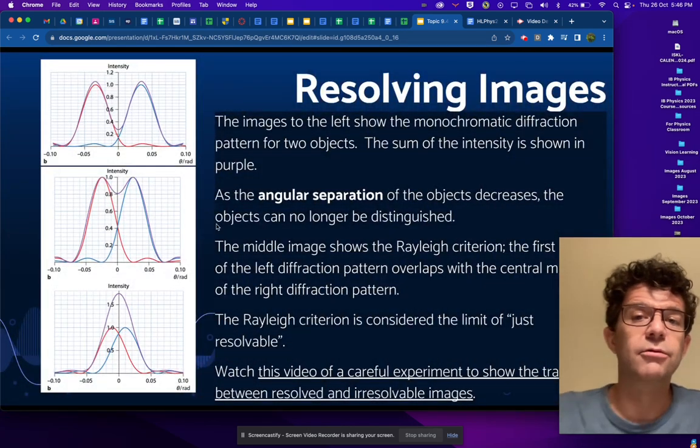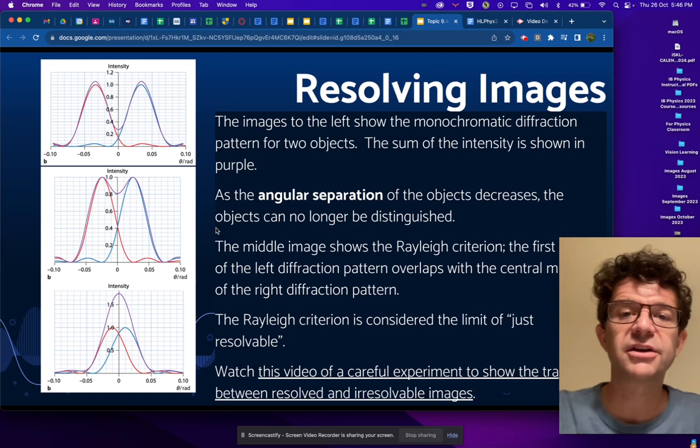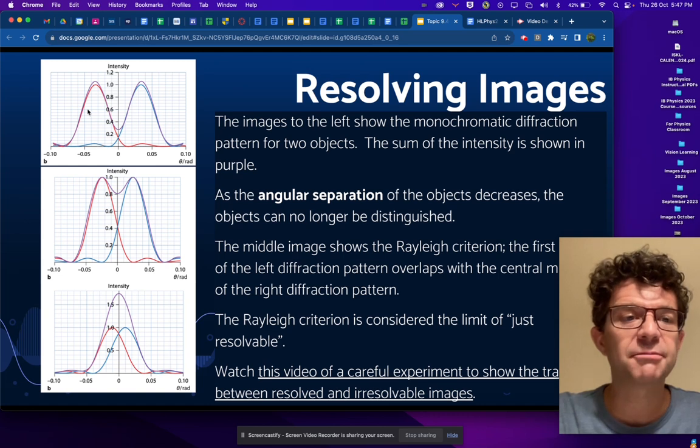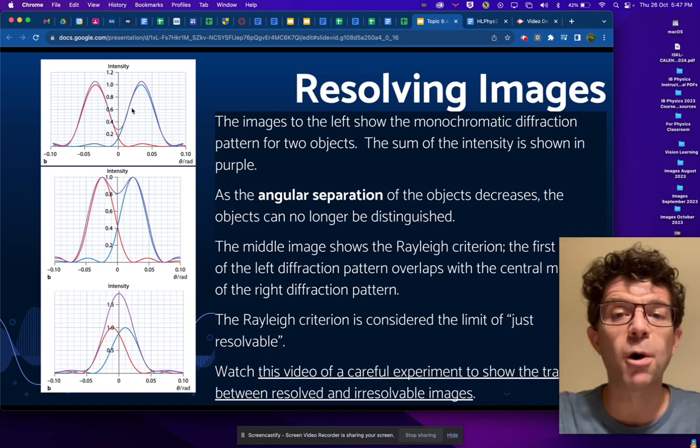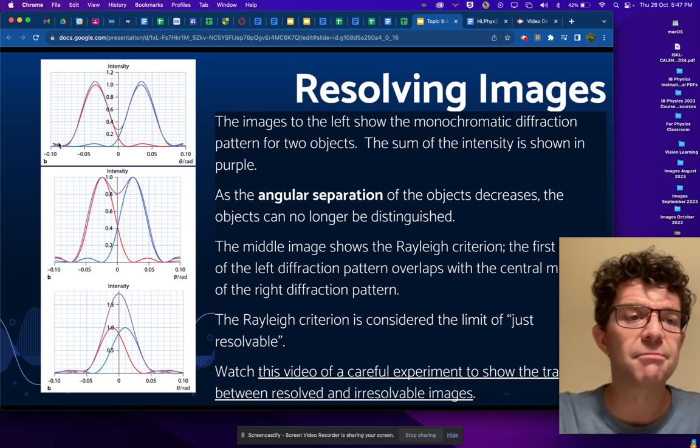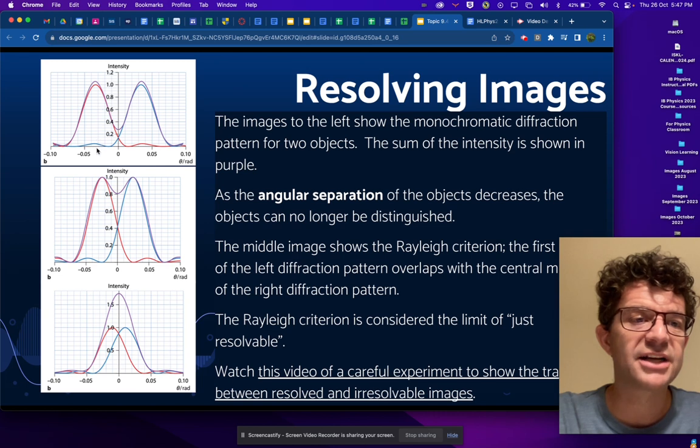When we talk about resolving images, there's something known as the Rayleigh criteria. The images at the left show the diffraction pattern for two different objects. We're going to assume that they're just one color of light, so this is a monochromatic diffraction pattern. We see that these objects are separated.